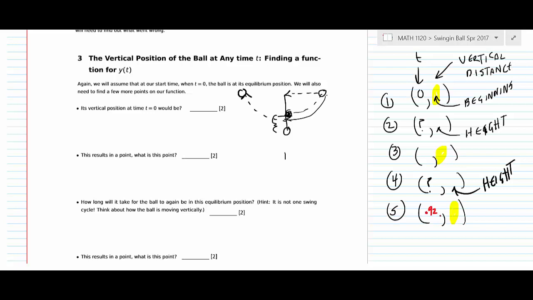So the time for the first point is 0. Would that be the same for 3 and 5 as well, or no? Well, this first point would be just when you begin, and it would be how high the pendulum is from the ground at the beginning. If you read the first page, I think it tells you the pendulum is a certain height above the ground. So that's what goes there.